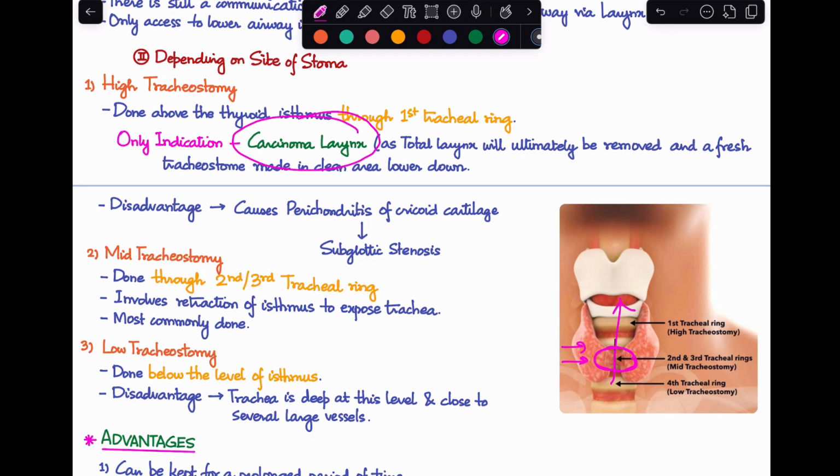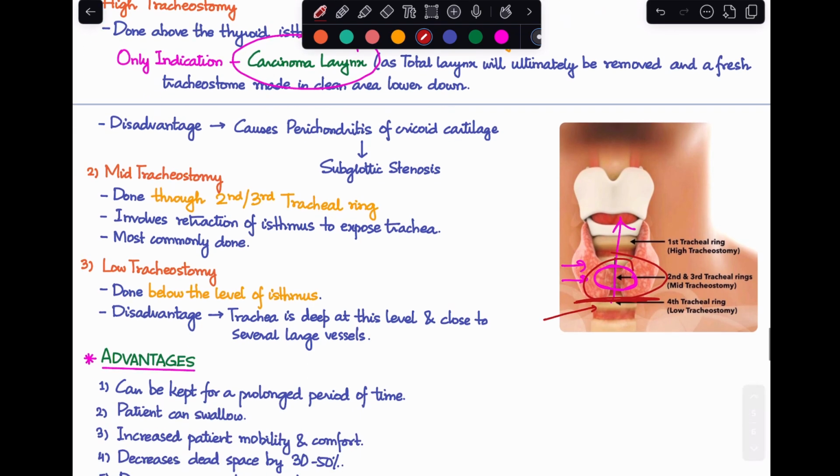And low tracheostomy is any kind of tracheostomy which is done below the level of isthmus, which is the fourth tracheal ring, usually. This also has its own disadvantage. The disadvantage being the trachea is deep at this level and very close to a lot of large vessels. So, you may end up injuring some of the large vessels while performing a low tracheostomy. So, the most common and the most preferred one here is a mid tracheostomy, which is done through the second or the third tracheal ring. So, that's about the different types of tracheostomy.